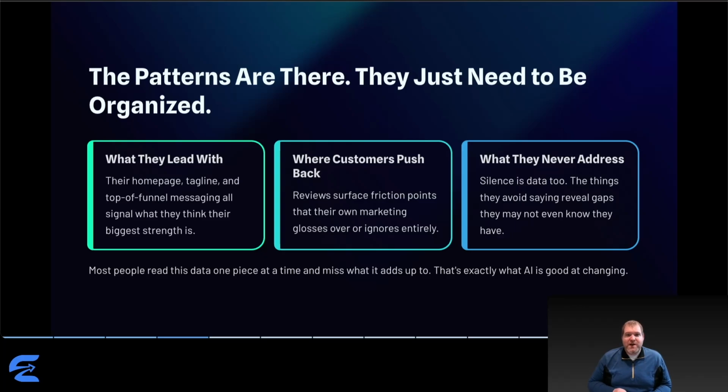The gap between what a business says about itself and what customers actually experience is usually sitting right there in the review section. And then there's what a competitor never addresses: the things they stay silent on, the topics they avoid, the questions they don't answer, the services they don't mention. Silence is data too. Most people read all of this one piece at a time and never see what it adds up to. And that's exactly where AI earns its keep.